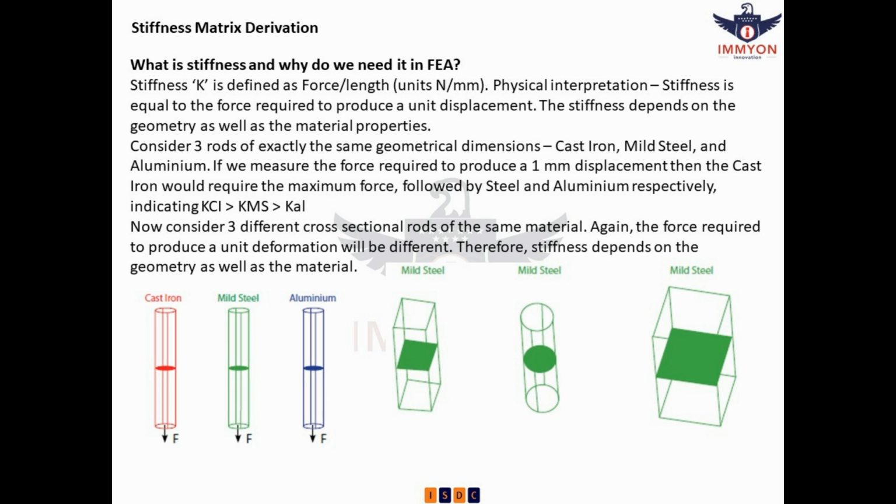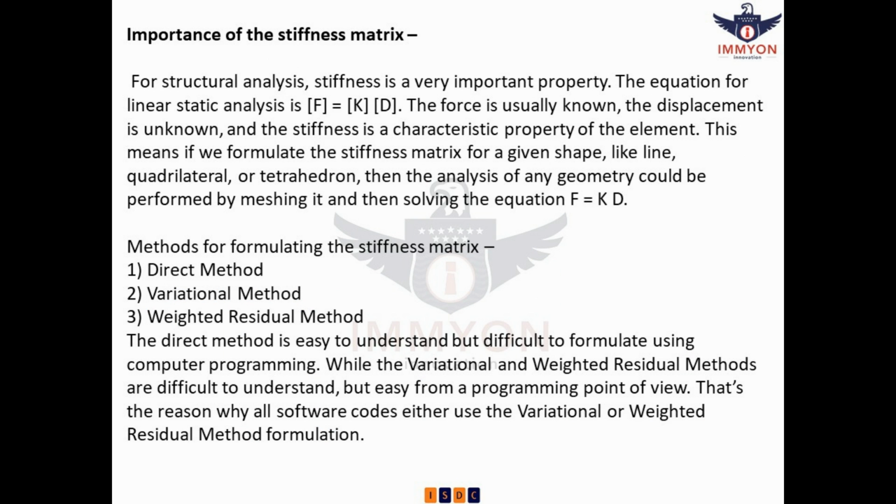Now consider 3 different cross-sectional rods of the same material. Again, the force required to produce a unit deformation will be different. Therefore, stiffness depends on the geometry as well as the material. Importance of the stiffness matrix for structural analysis. Stiffness is a very important property. The equation for linear static analysis is F equals Kd. The force is usually known, the displacement is unknown, and the stiffness is a characteristic property of the element.